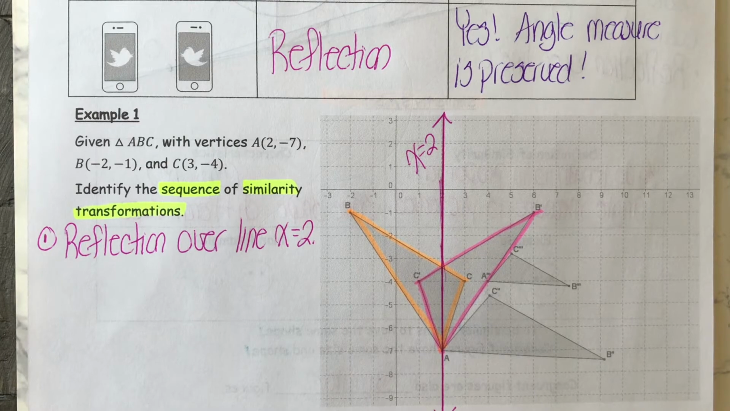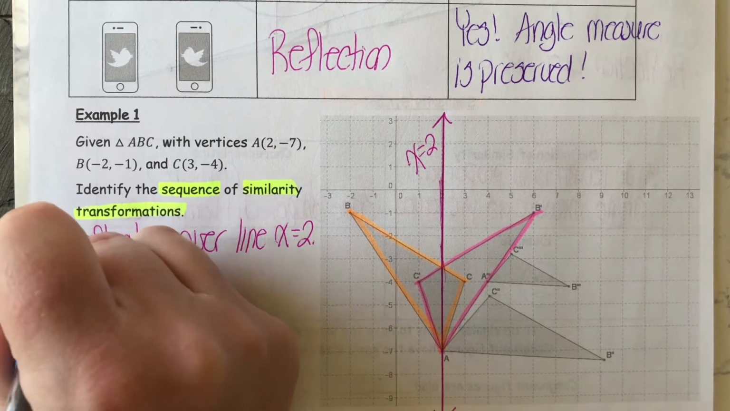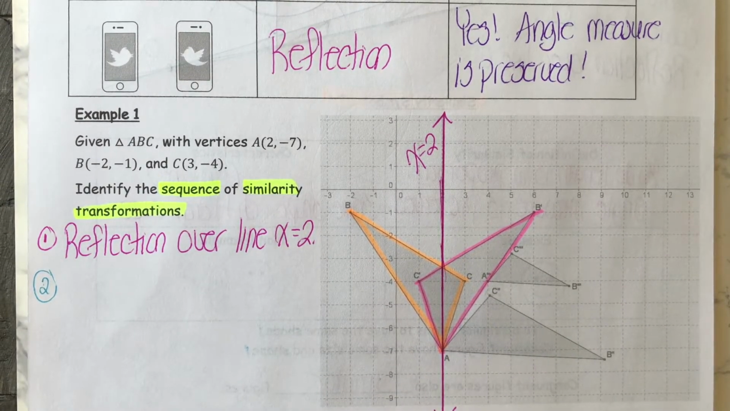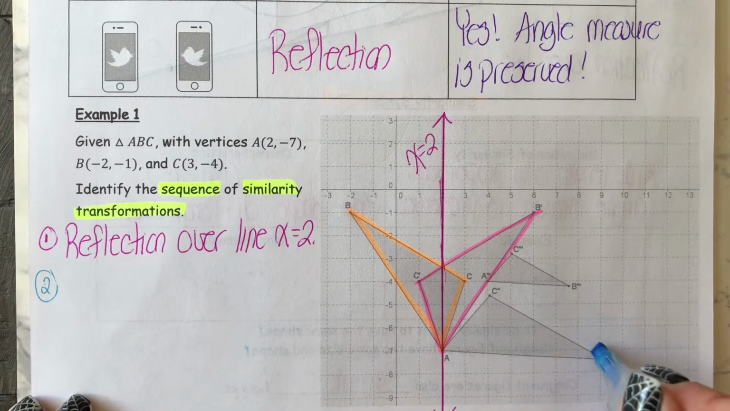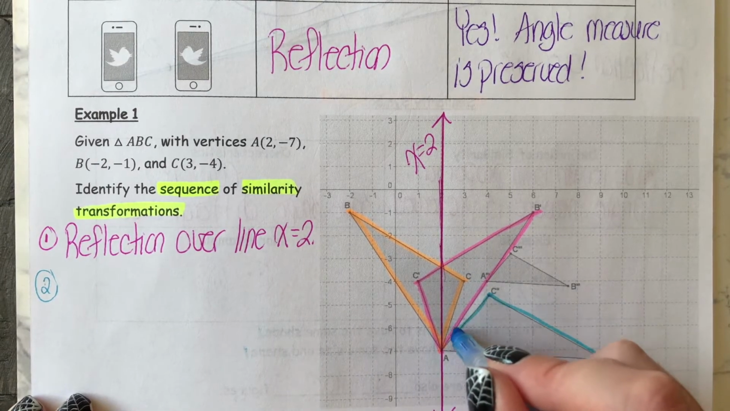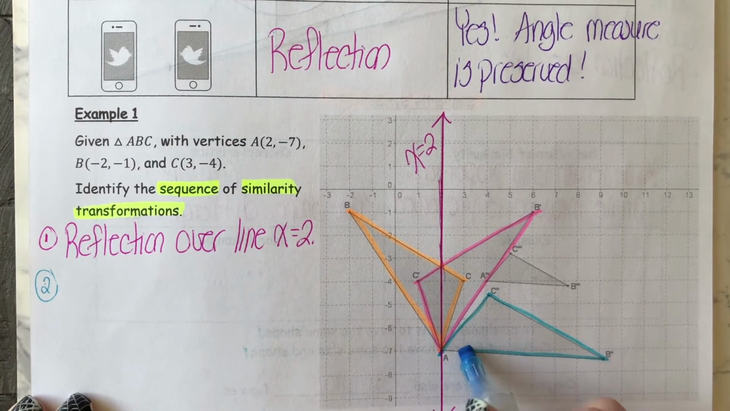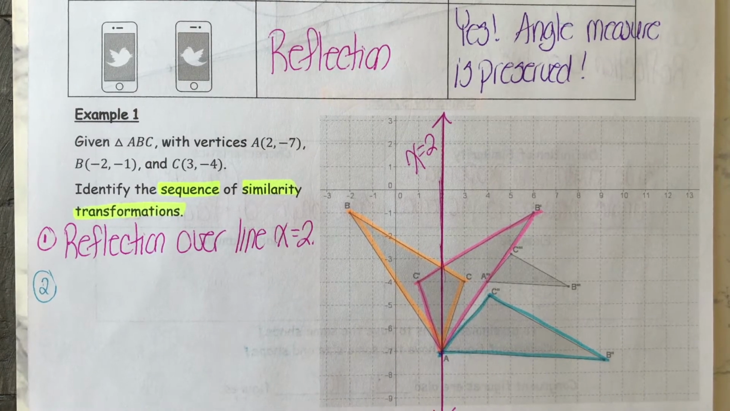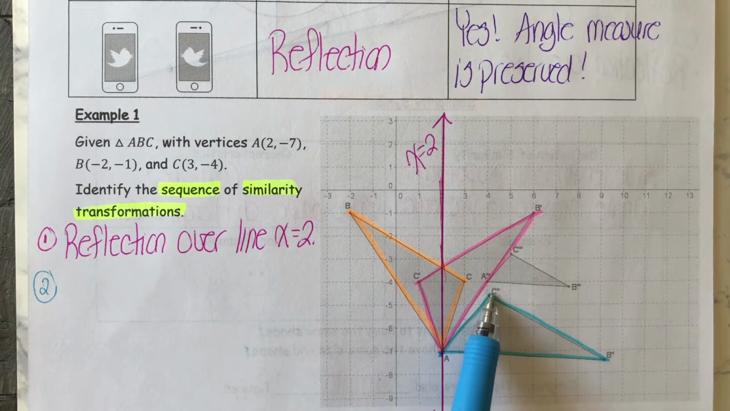It's number 2. Let me grab a different color here. All right, so now I have to look, how am I going to map my prime onto my double prime? Well, I can see that my double prime is down here. So again, I'm just going to highlight it out so it becomes a little bit more clear as to what's happening. All right, let's check it out. Well, here's C prime, here's C double prime.